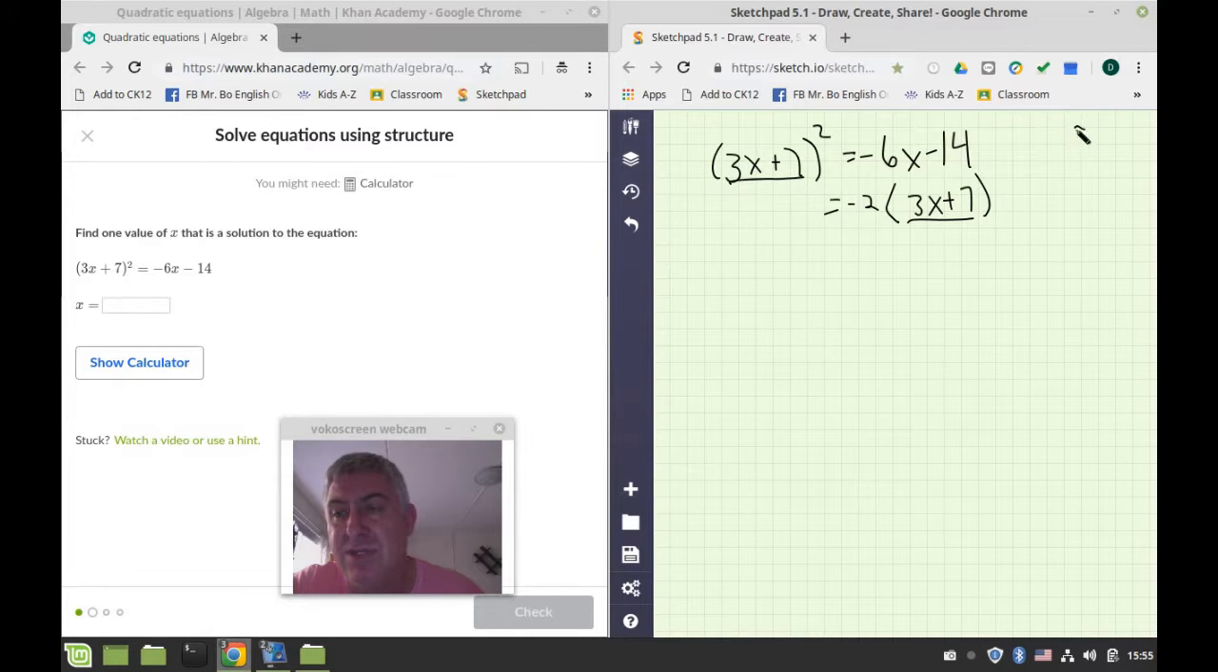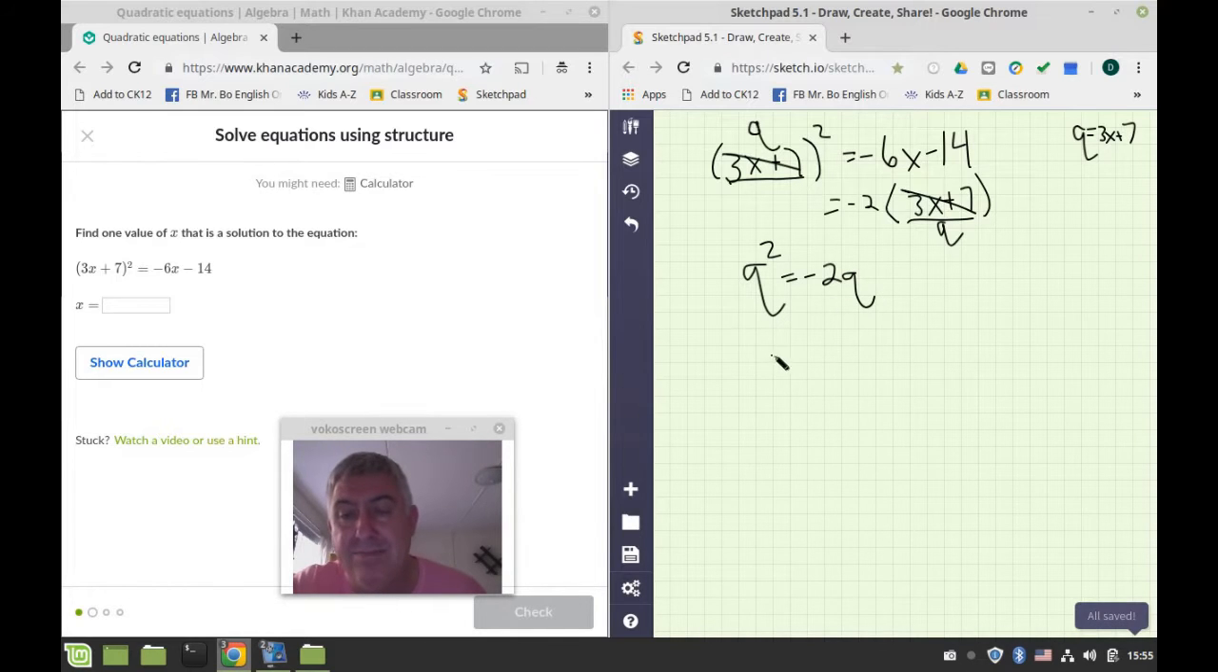And I'm going to substitute q because, I don't know, I want you to know that you can use anything. It doesn't have to be p. So when I see 3x plus 7 here, I'm going to write q. And 3x plus 7 here, I'm going to write q. So I have, wow, q squared is equal to negative 2q.